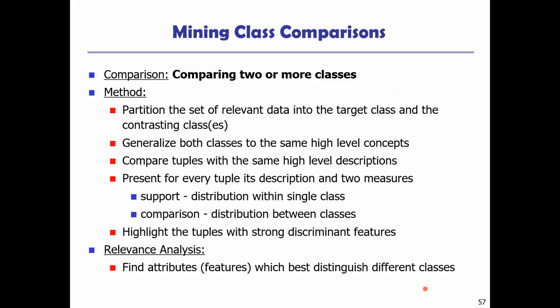AOI is also used to compare 2 classes. For instance, if we want to compare graduate students to undergraduate students, we will be performing the same steps and comparing them using the various features that we have.